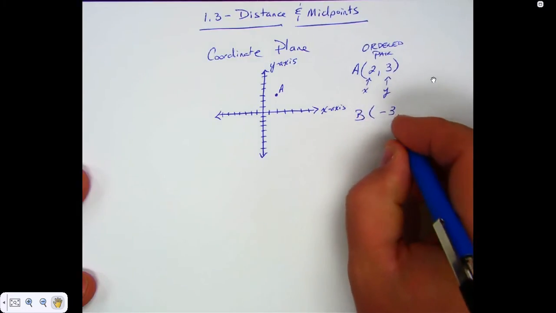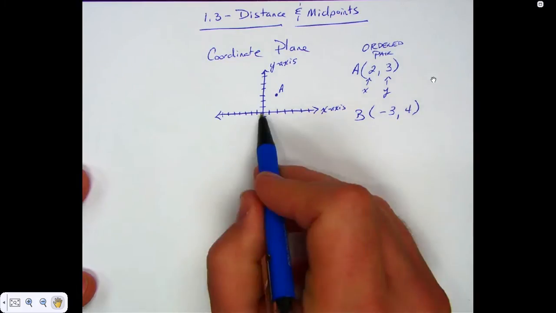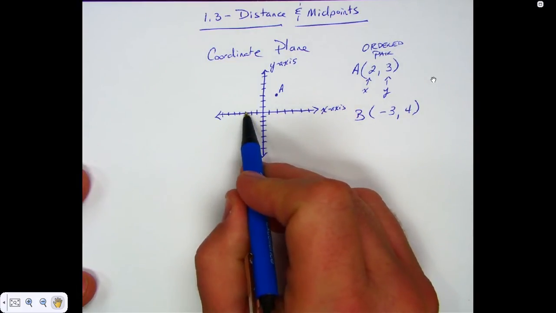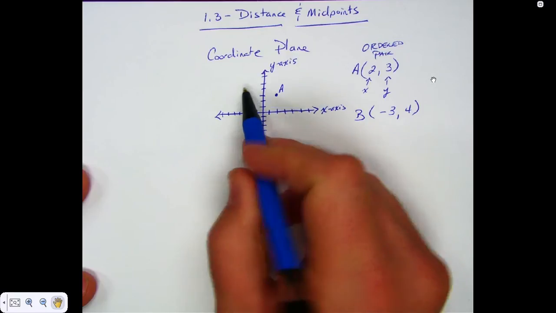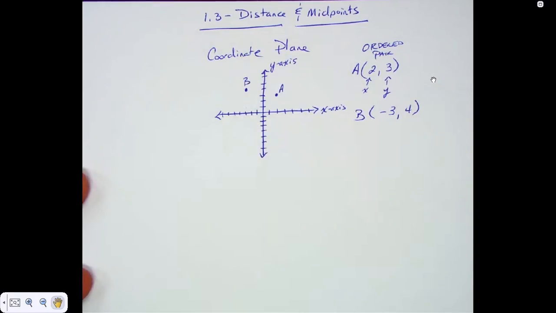Negative 3, comma, 4. What would that be? To the left now, 1, 2, 3, and up 1, 2, 3, 4. We okay there?